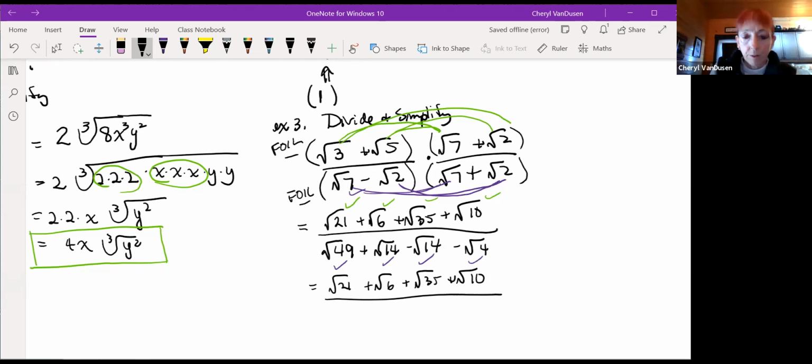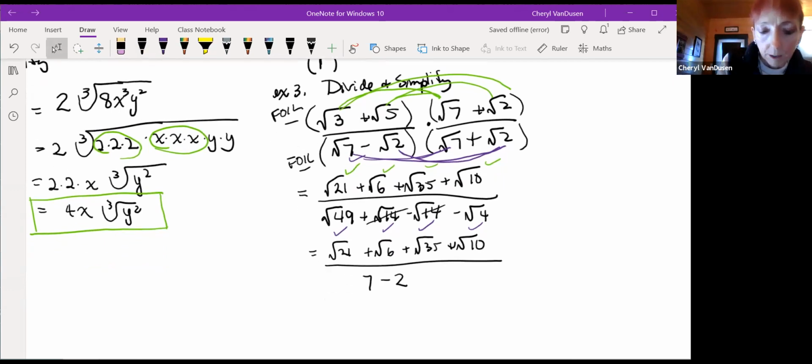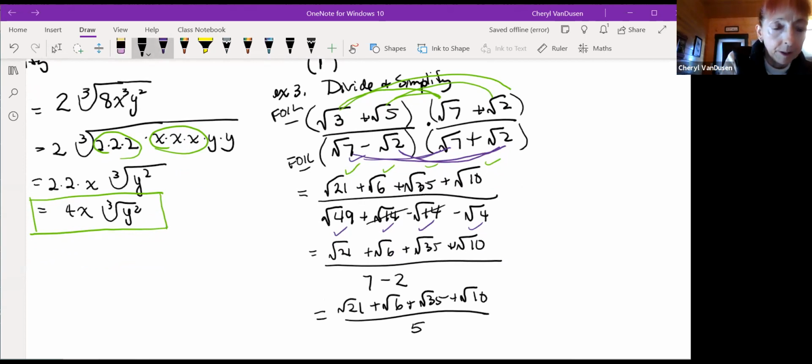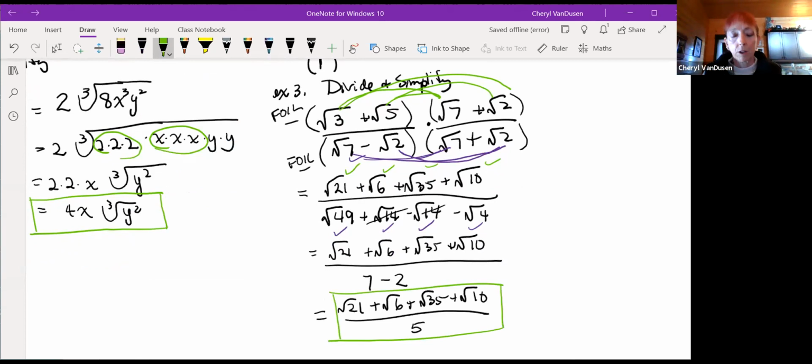Down here is where the cool stuff happens, right? 14 and 14 cancel. Root 49 is 7. Root 4 is 2. And so we get our final answer of root 21 plus root 6 plus root 35 plus root 10, kind of awful up there, all over 5. And this makes us happy as mathematicians because we've got the denominator as a rational number, not an irrational number, not a radical.